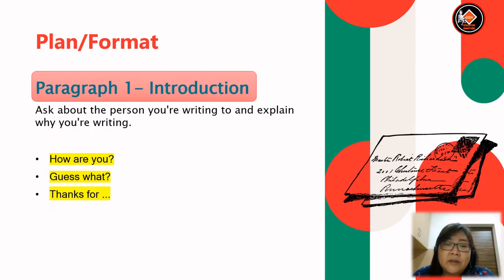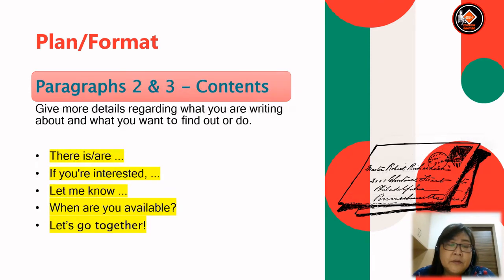And for paragraph 1, which is the introduction, you can ask about the person you're writing to and explain why you're writing. Examples, there are some sentences or phrases here. How are you? Guess what? Thanks for. And then paragraph 2, 3, or maybe 4, you can write the contents. So make sure that you give details regarding what you're writing about and what you want to find out or do. Examples of phrases: there is, there are, if you're interested, let me know, when are you available, let's go together.